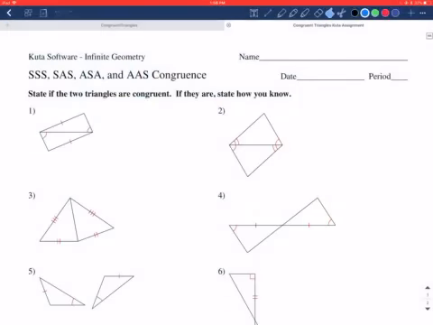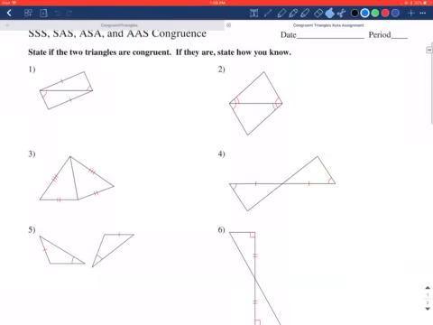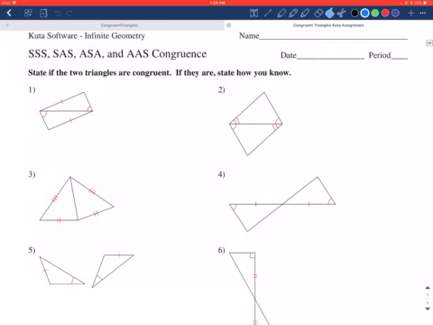Would be helpful. Yep, here we go. I think it would be helpful to do a couple of these with you. So this is your homework. State if the two triangles are congruent. If they are, state how you know.